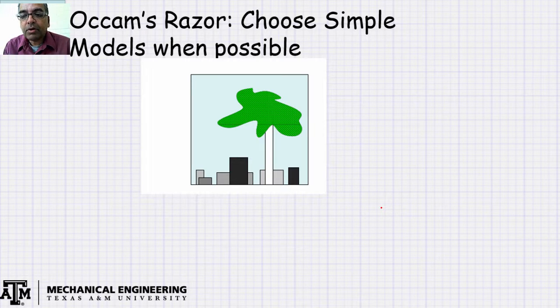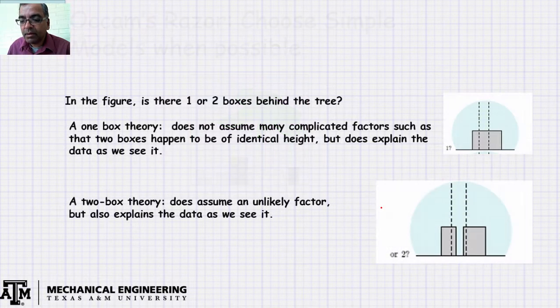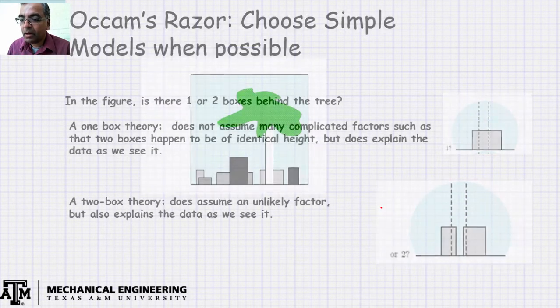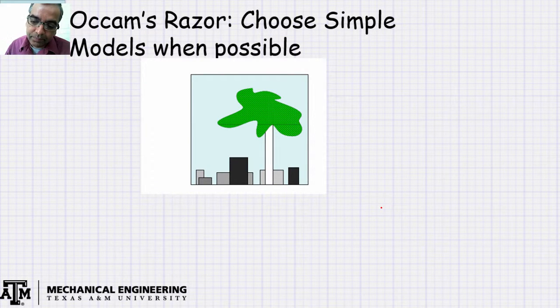So one of the things about models is the following. The basic idea is that we choose simple models where possible. You can see that in this particular picture, there are a whole bunch of boxes in the background, and there's a tree. The question is, how many boxes are there behind the tree? Right? So that's the basic idea. How many boxes are there behind the tree?